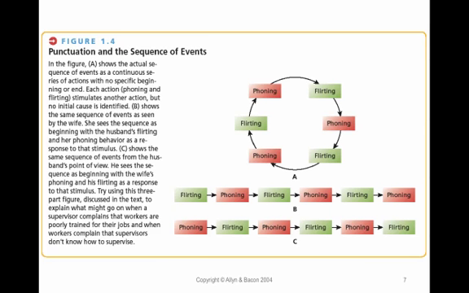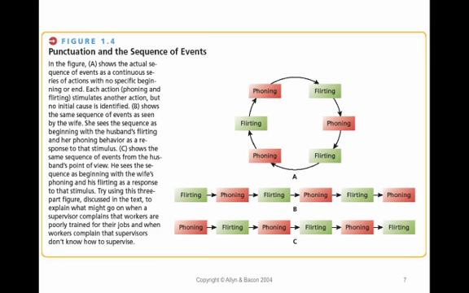So, for example, in figure A, we see a sequence of events. There's somebody phoning somebody, somebody flirting with somebody. And so there's no beginning or end. Nobody started this interaction. We just know that these two things are going on. One person in the relationship is phoning, one person in the relationship is flirting.